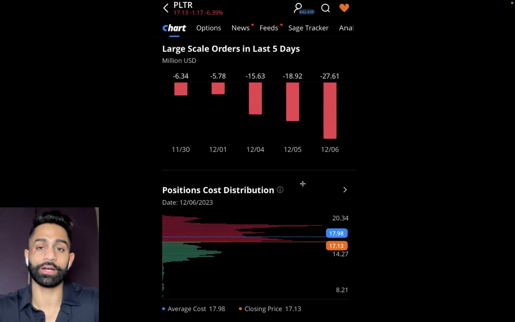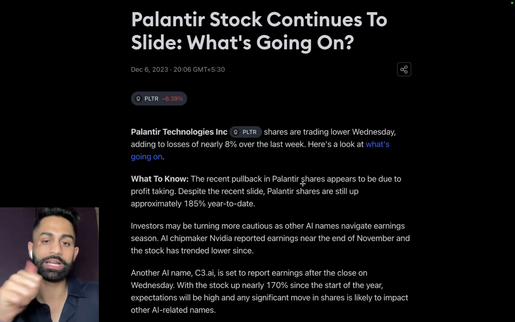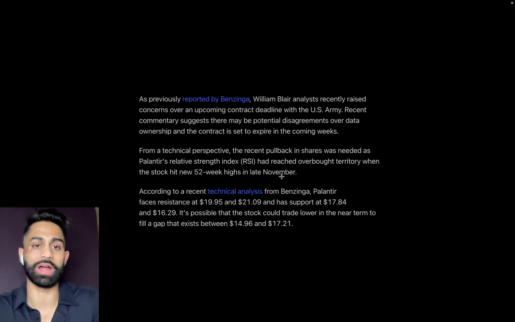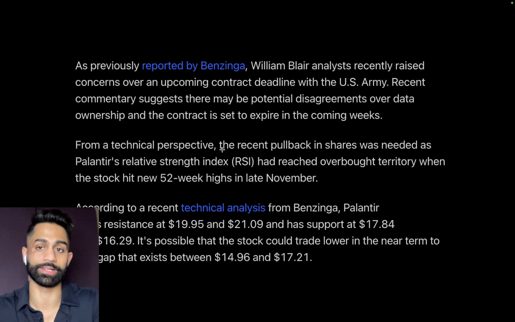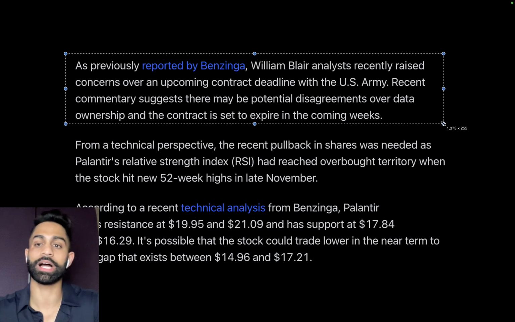Now, this right here is going to be some of the reasons as to why Palantir has been selling off. There could be some profit taking, and there's also some concerns around the contract deadline that's coming up with the US Army. And recent commentary suggests there may be potential disagreements over data ownership, and the contract is set to expire in the coming weeks as well.